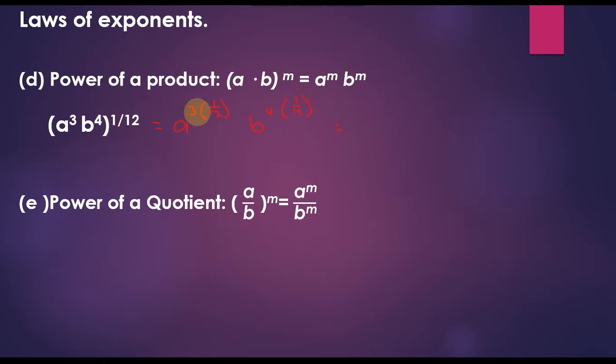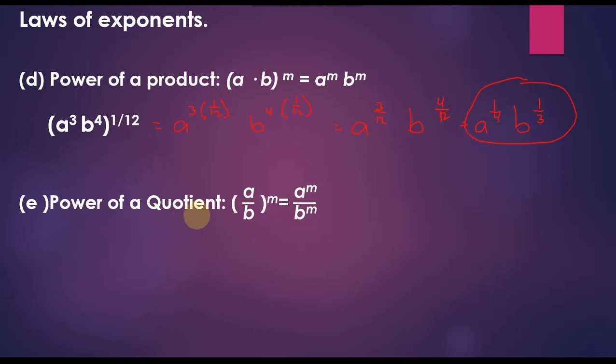Equals, let's solve for this one. 3 times 1, that will give us a raised to 3 over 12. Then b, 4 times 1 is 4 over 12. Equals, now we can simplify 3 over 12 to 1 fourth, and then b, 4 over 12, this is 1 third. There you go.